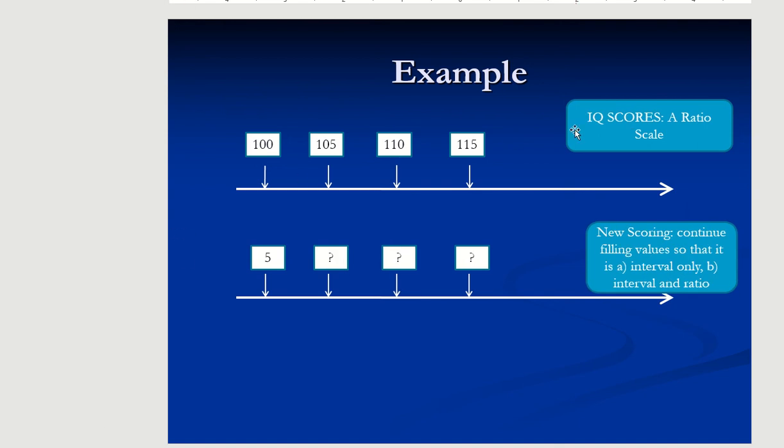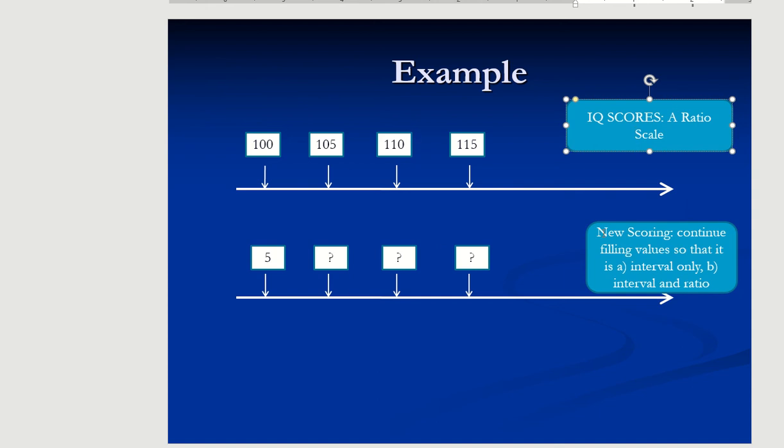In this example, we're given the IQ score. This is a scale, and we're told the IQ score is a ratio scale. That's something that we are given. And again, we're provided with 4 patients or 4 people, and their IQs are 100, 105, 110, and 115. Again, in this example, they are equidistant. Now, what is the question?